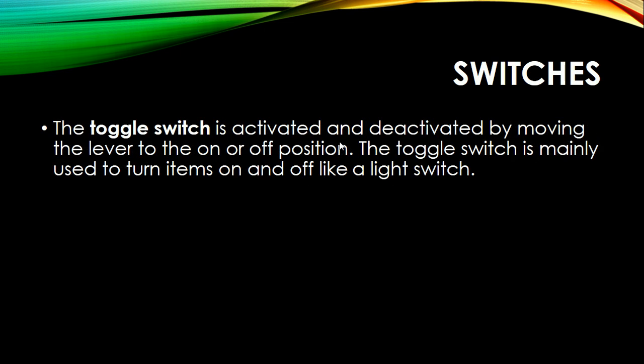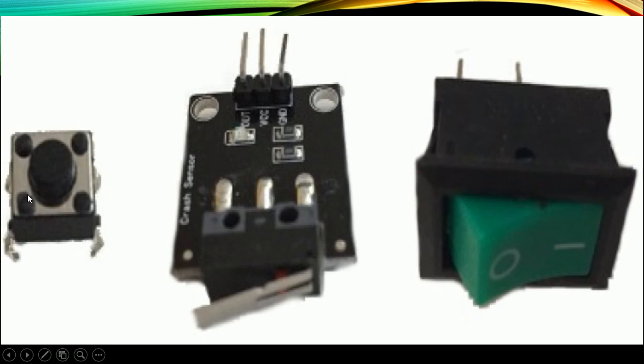And then another one is the toggle switch. This is activated and deactivated by moving the lever to the on or off position. The toggle switch is mainly used to turn items on and off, like a light switch. So we have the following images of the three switches discussed here. This is a typical push button. This push button is actually used with the Arduino in the later parts. And then this is an example of a micro switch. And this is an example of a toggle switch.